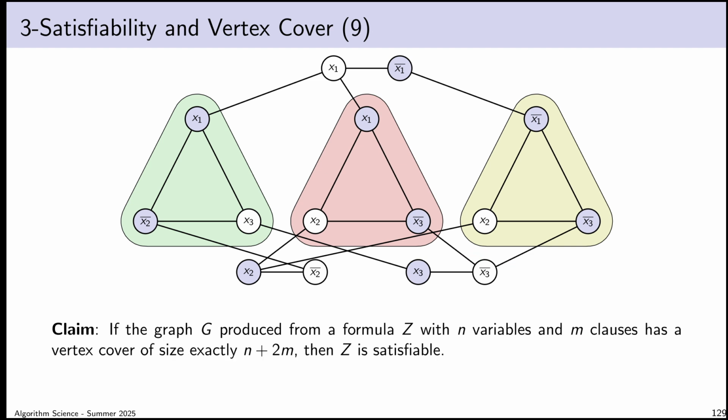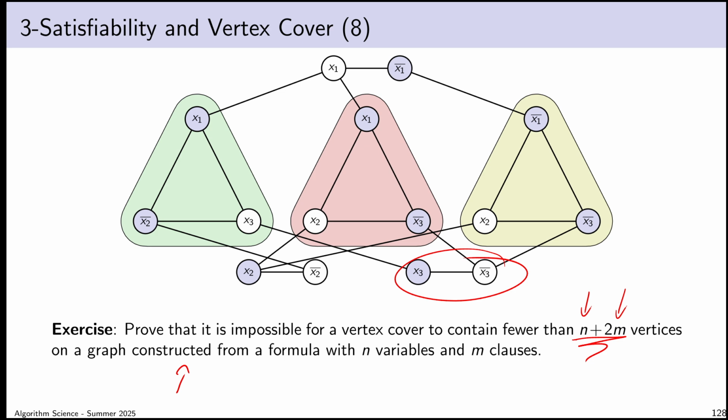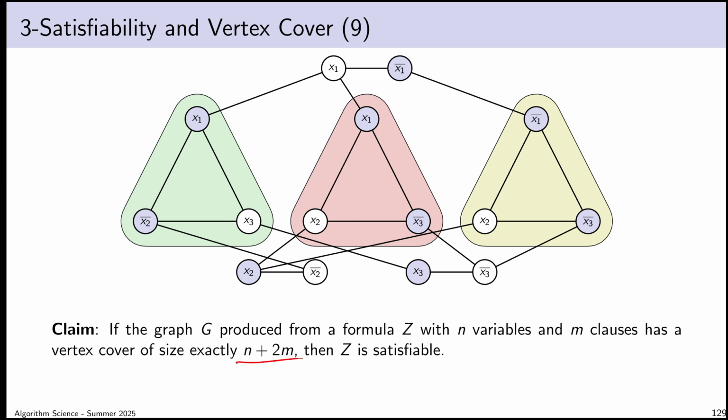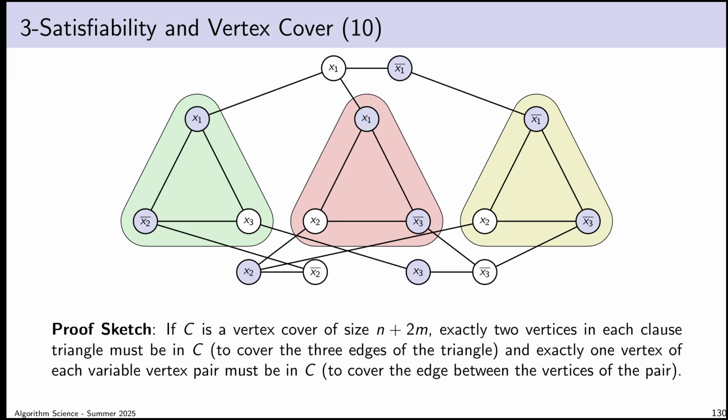Okay, so here's my claim. If the graph G that I produced from this construction from a particular formula Z with n variables and m clauses has a vertex cover of this size, and recall from the previous slide, this is as small as a vertex cover can ever get. No graph produced by this construction could ever have a vertex cover smaller than this. My claim is that if there is a vertex cover of that size, then there is a satisfying assignment of formula Z. Basically, I'll just do a sketch of the proof here.